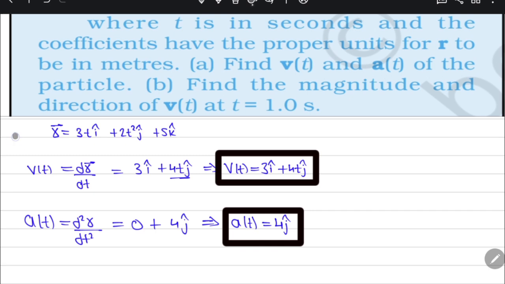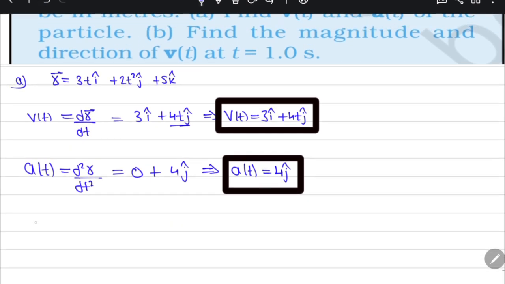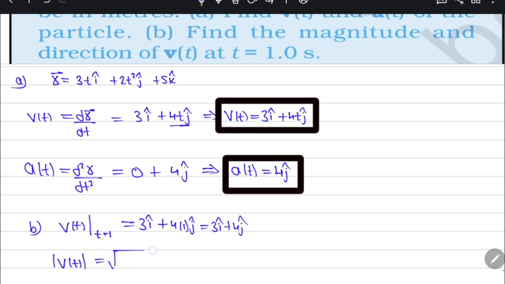This is our first A part, and then B part: find the magnitude and direction of velocity at time t equal to 1 second. Velocity as a function of time at 1 second comes out to be 3 i cap plus 4t, that is 4 j cap. So this is 3 i cap plus 4 j cap. If I find the magnitude, it comes out to be root of 9 plus 16, which is root 25, so the magnitude is 5 meter per second.